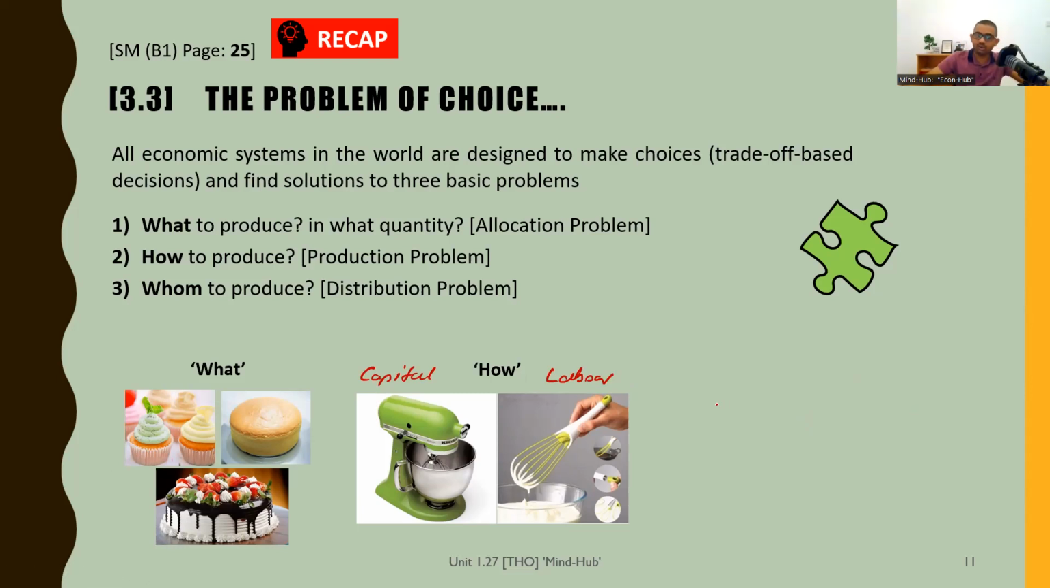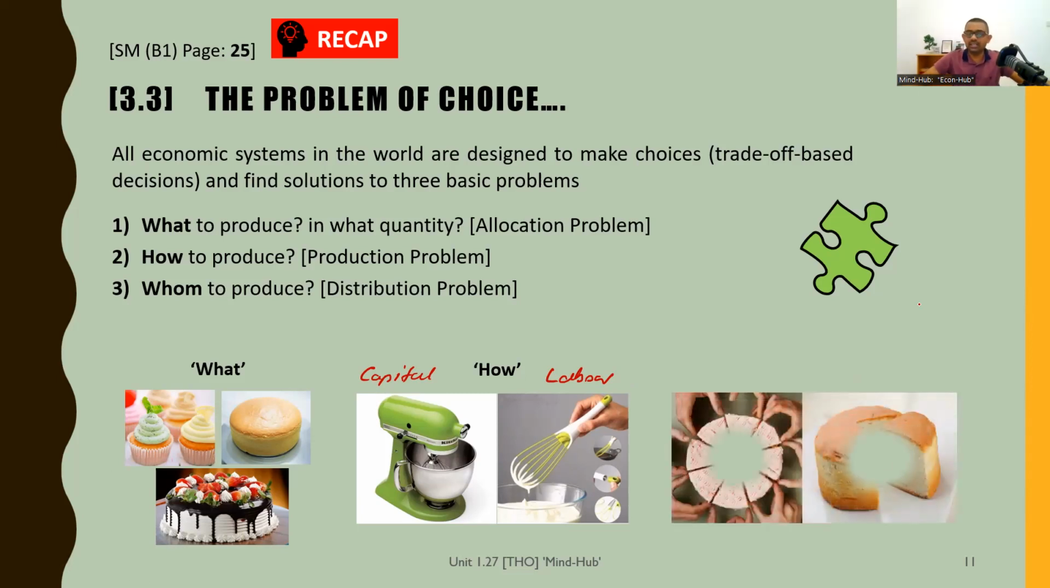But what do we use more? Manual effort or machinery and equipment? Capital intensive or labor intensive? Are we going to mix everything by hand or are we going to use a machine? How to make the cake? How to produce goods and services? We have to make a decision, right? Then thirdly, for whom to produce?